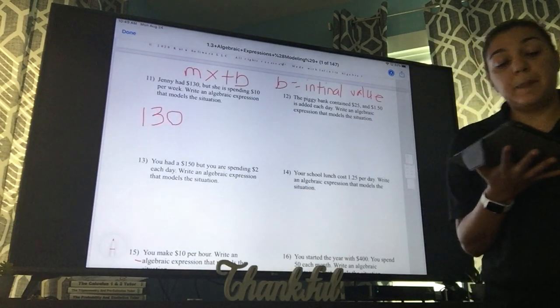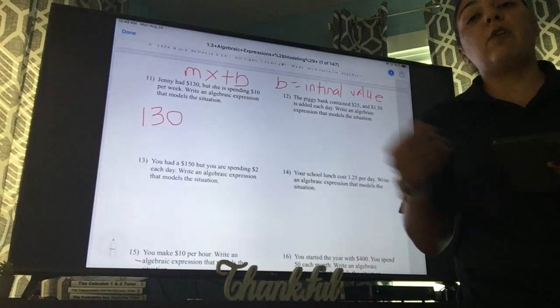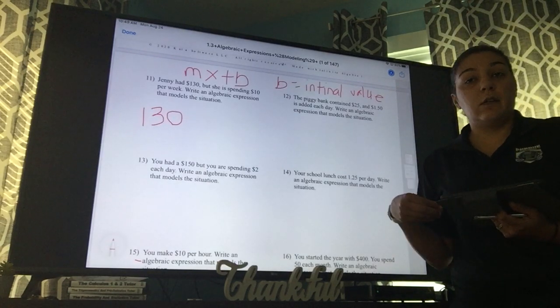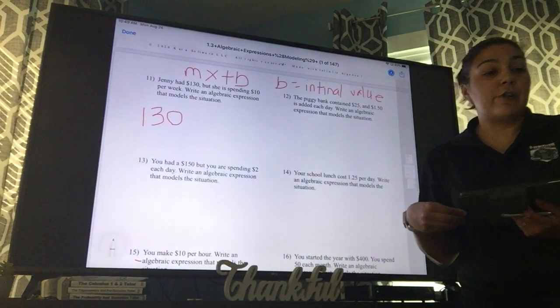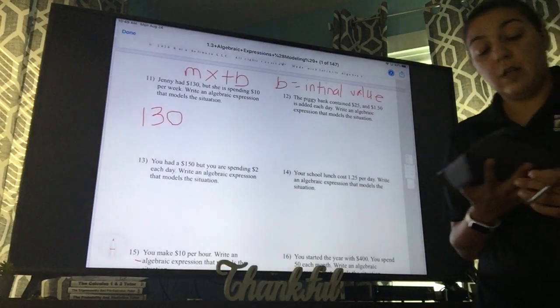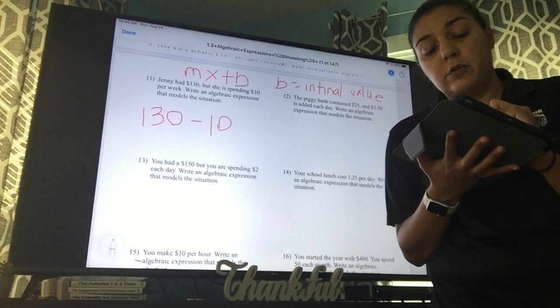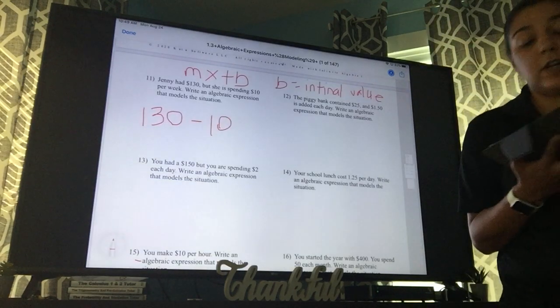130, but she is spending $10 per week. So if you spend money, are you getting more or are you losing? Is it addition or subtraction? Subtraction. So it's going to be 10, she's spending 10 a week, so you can say W, you can say X, whatever works for you.